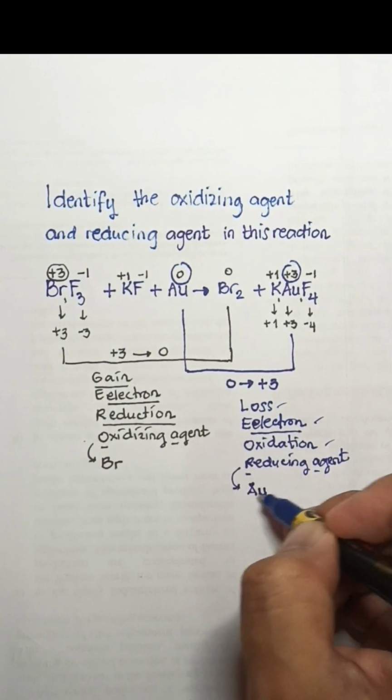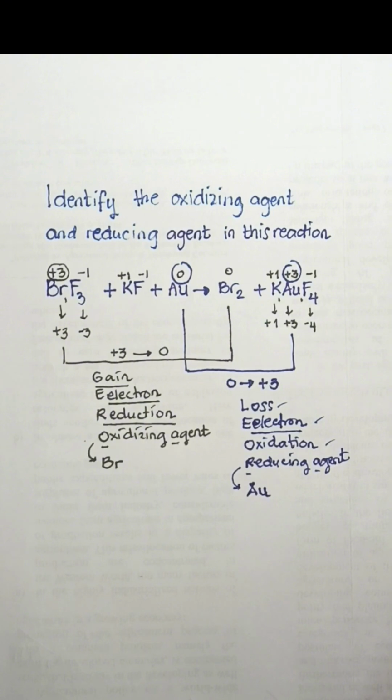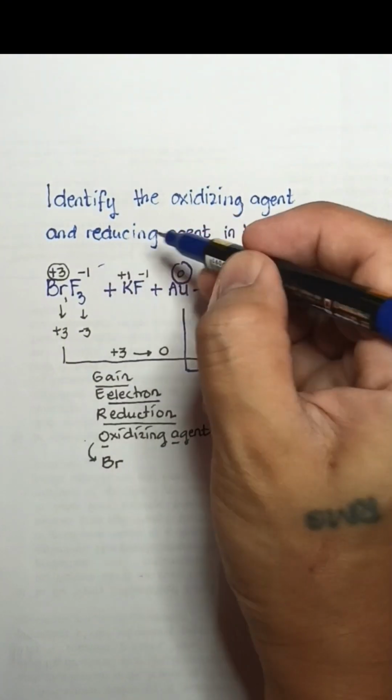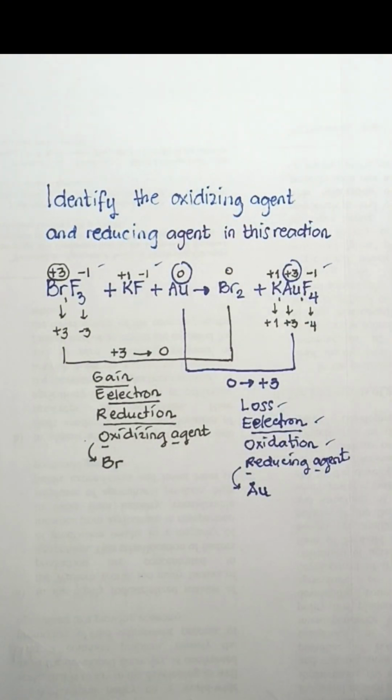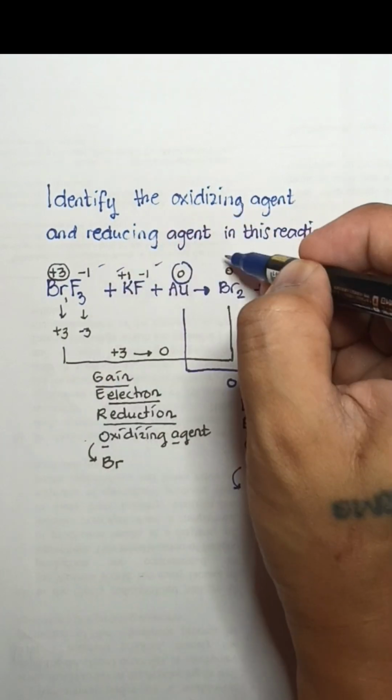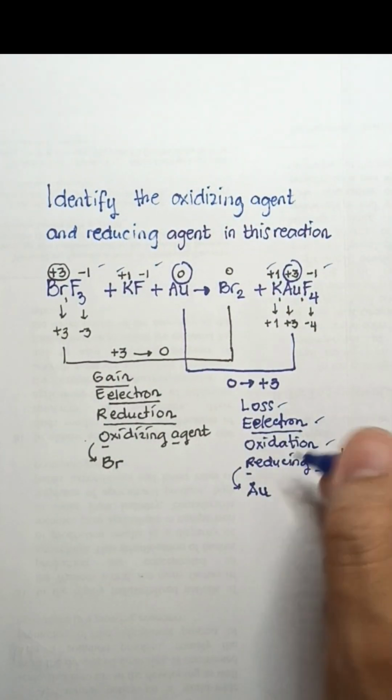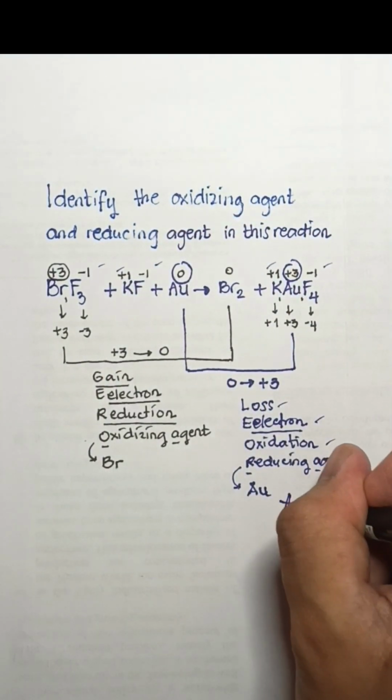Other species, they actually retained their oxidation states, such as fluoride, -1, all the way from reactants to products, as well as potassium, +1 from reactants to products.